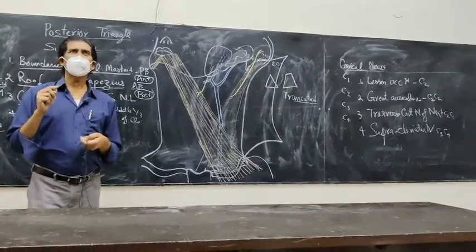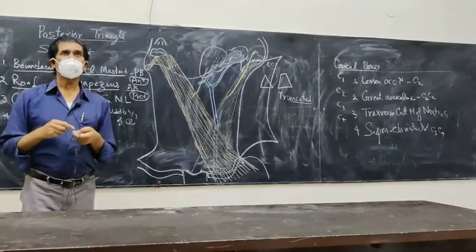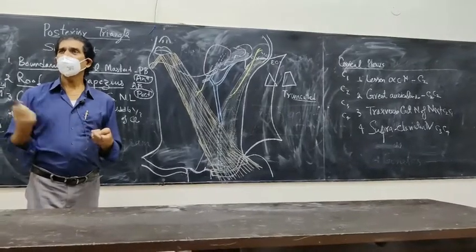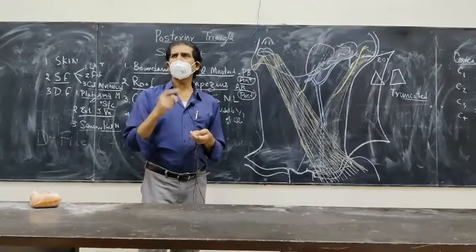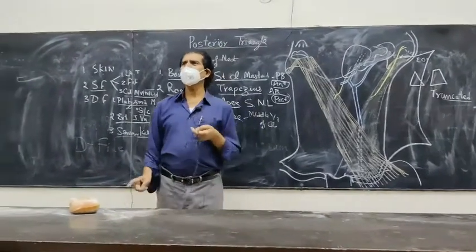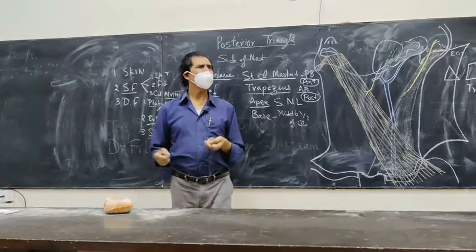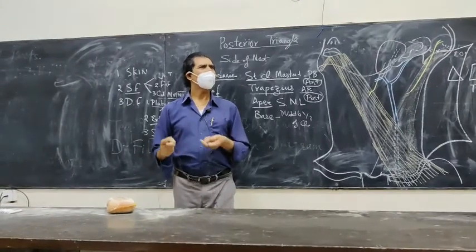Why do we have this name? Great means large area. Auricular means ear or the pinna. So this nerve will supply the larger part of the skin of the external ear. That's why it is named great auricular nerve.